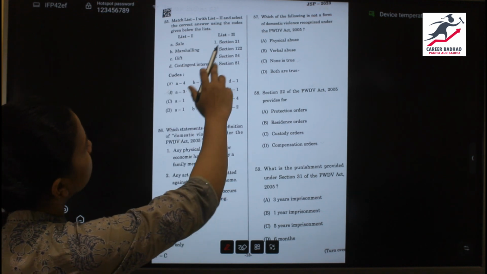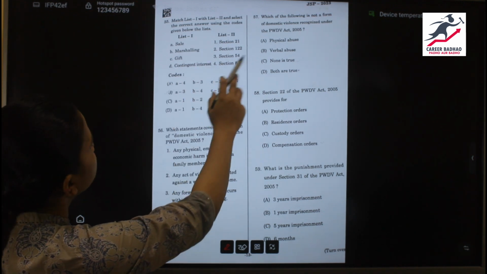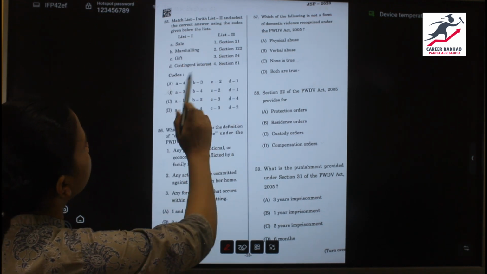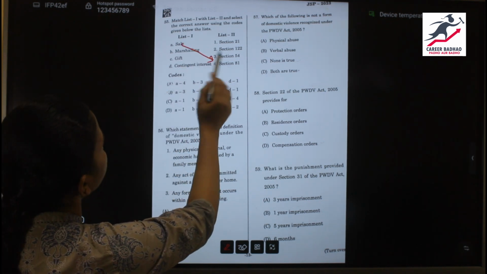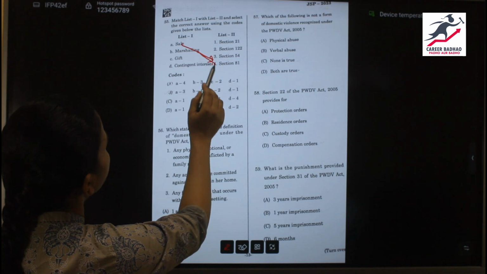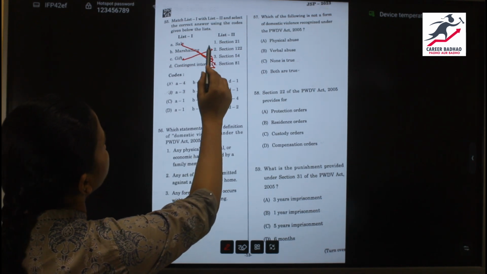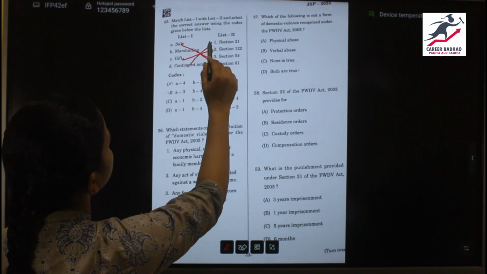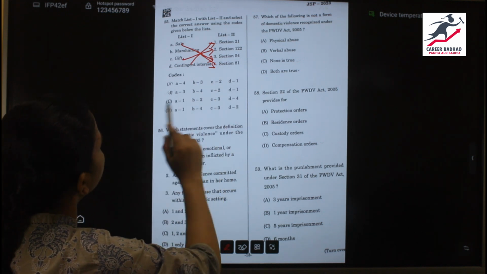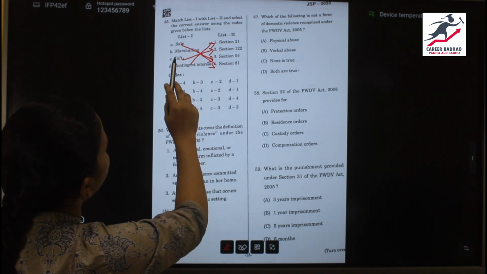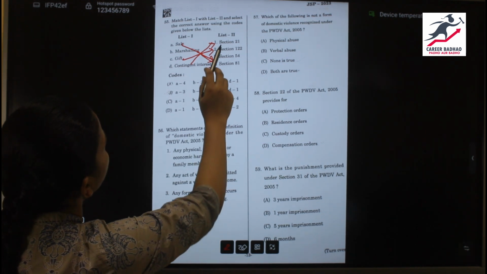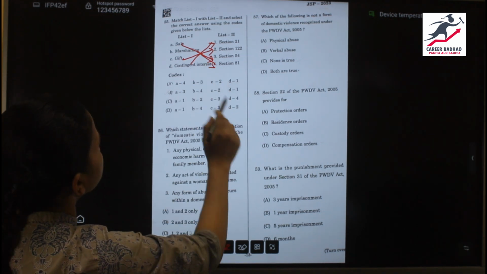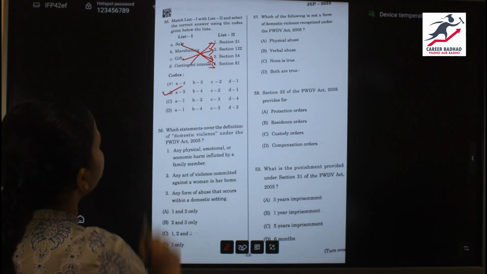Match list 1 with list 2 and select the correct answer using the codes given below the list. Sale, we all know, section number 54; marshalling, it's section 81; gift, section 122; contingent interest, section 21. So the correct answer would be A3, B4, C2, gift is 2, contingent interest is 1. So the correct answer would be option number B.